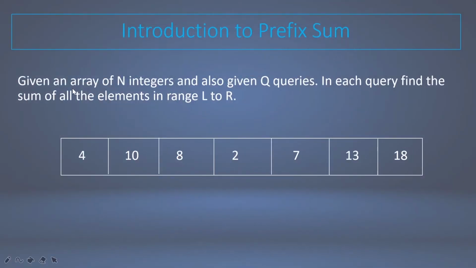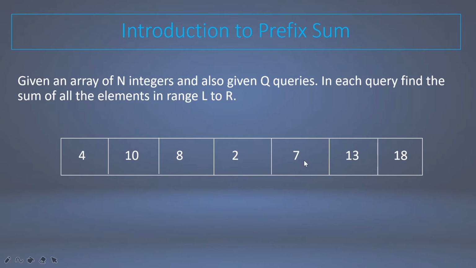Suppose you are given an array of n integers and you are also given q queries. In each query you have to find the sum of all the elements in range L to R. Suppose this is the array you are given, and you have to find the sum of all the elements in some range from L to R. Suppose L equals 2 and R equals 5. So you have to find the sum from 2 to 5.